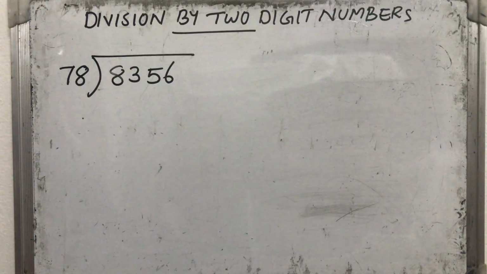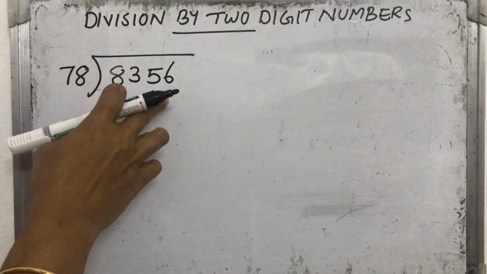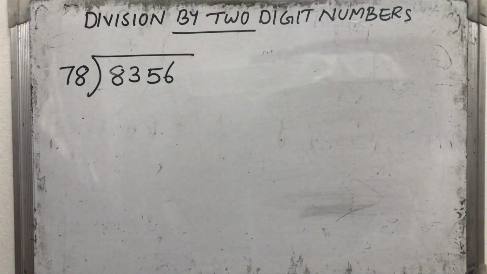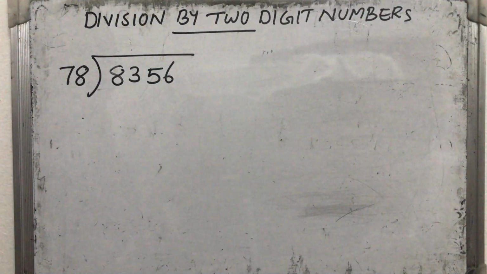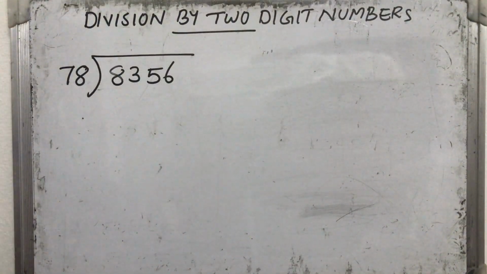Now we discussed how we divide a number by a single digit number. If it is a 4-digit number or 5-digit number, how we can divide that number by a single digit number is easy to find out. Next we want to discuss how we divide a number by a 2-digit number.